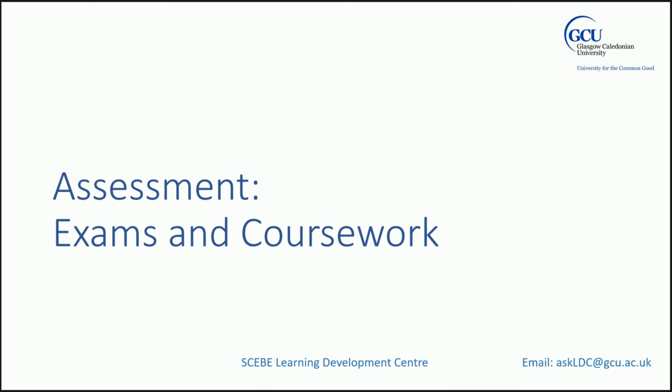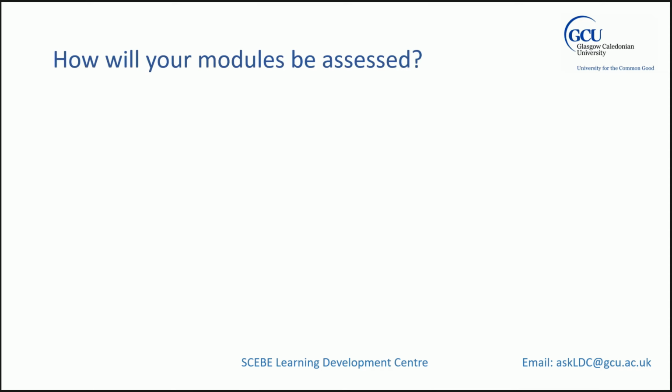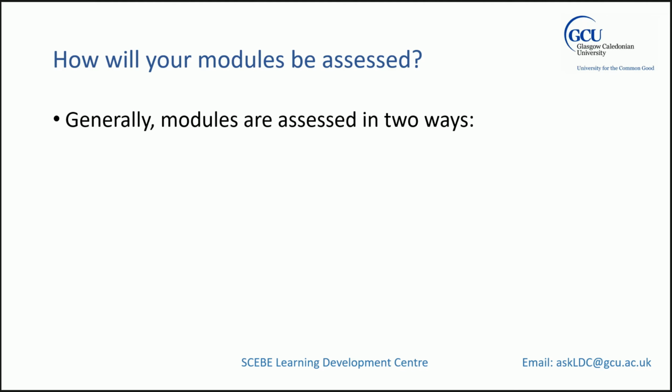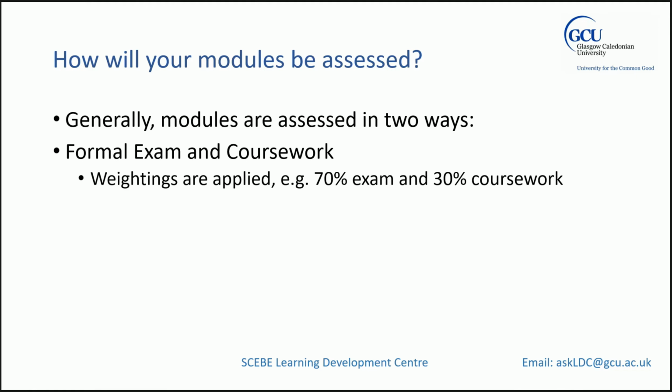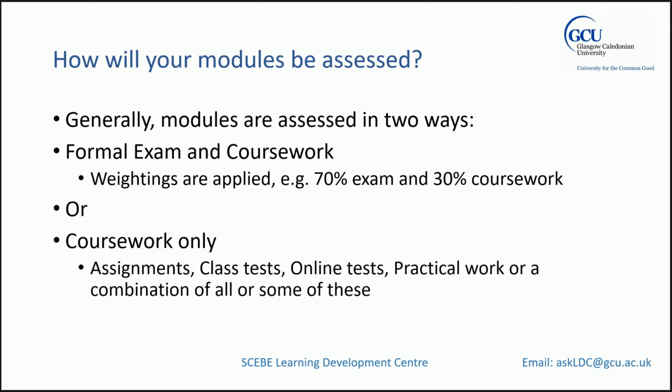Now, assessment, exams and coursework. How will your modules be assessed? Generally, modules are assessed in 2 ways. A combination of formal exam and coursework. In that case, there would be a weighting of 70% for exam, 30% for coursework, as an example. Or coursework only. Now, coursework covers a variety of things. It could be assignments, class tests, online tests, practical work, or a combination of all or some of these. And courseworks come with strict deadlines for submission.